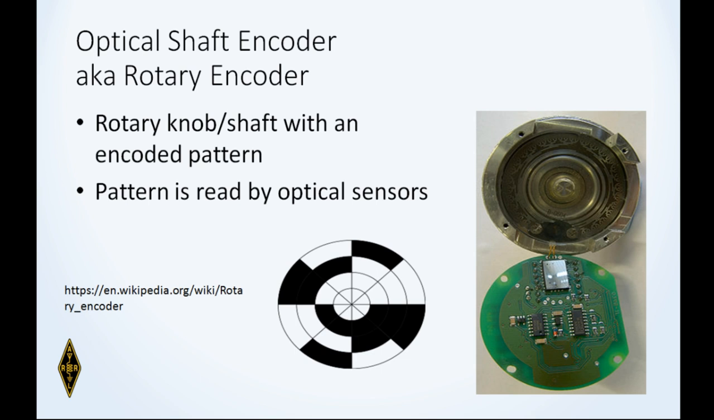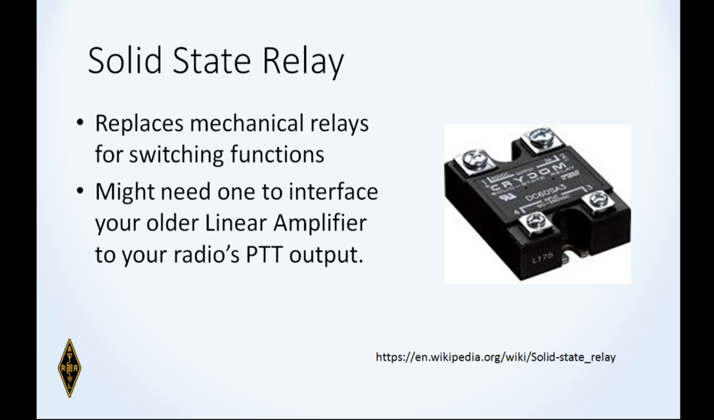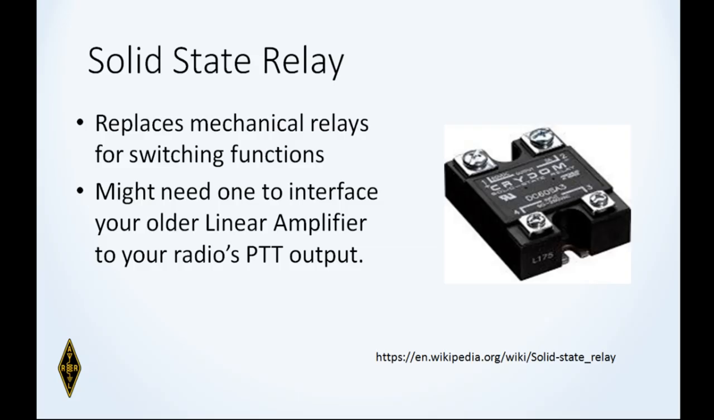Another optical device is a solid-state relay, which may have an optoisolator built in. Solid-state relays replace mechanical relays for switching functions. And a lot of old linear amplifiers, I'm thinking of Kenwood, for example, used 120 volts on the switching line to switch from transmit to receive. And old Kenwood radios were able to handle that. But nowadays, modern radios wouldn't, so you have to provide some sort of interface between your radio and these older amplifiers, and a solid-state relay would do that just fine. By controlling a small voltage on the control side, you can control a large voltage on the other side.